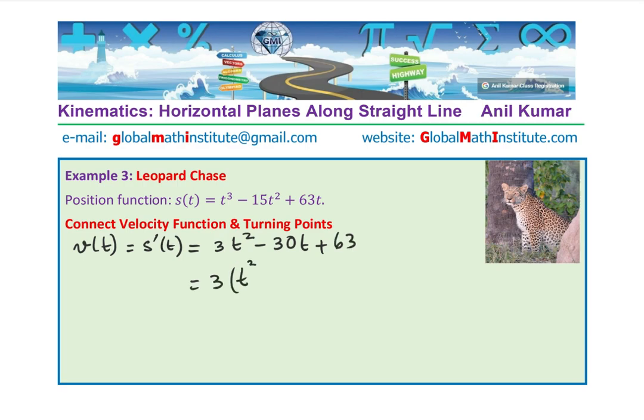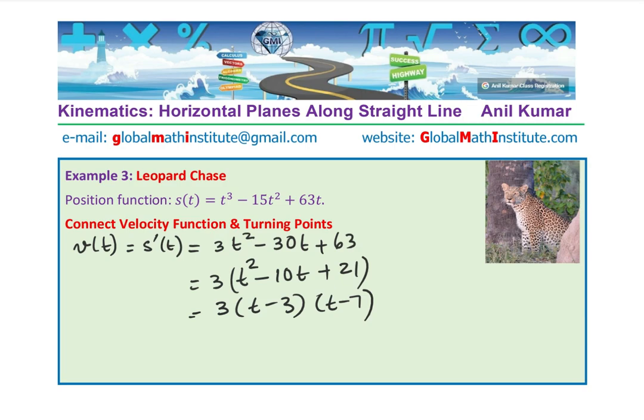Now let's factor out 3. So we have t square minus 10t plus 21, correct? This is t square, not t cube. Right. So that's a quadratic equation. We need 21 as the product and sum of minus 10. So 7 and 3 can work for us, right? So it is t minus 3 times t minus 7. So from this equation, we know that the velocity function is 3 times t minus 3 and t minus 7. It's a quadratic equation, right?